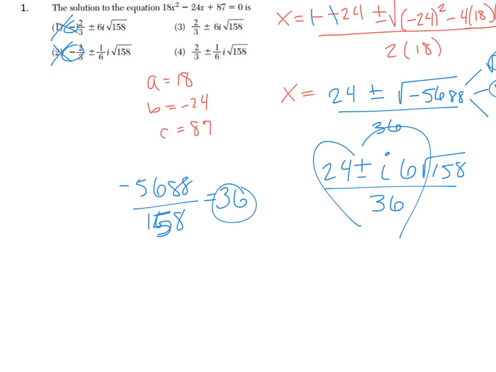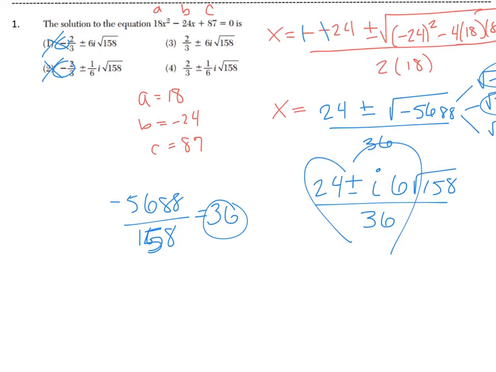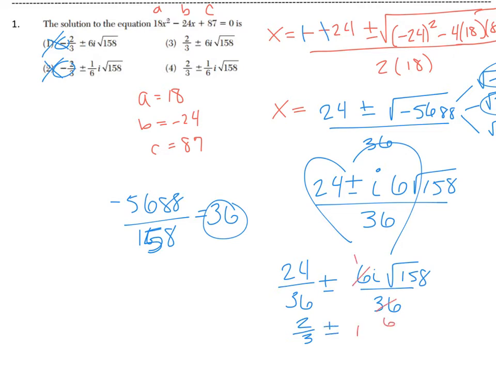The reason I'm writing it separately is because if you look at the choices, they have two separate things, not one fraction. So I'm going to have 24 over 36 plus or minus 6i over 36 square root of 158. If you type 24 over 36 in your calculator and then press math and then fraction, it will reduce the fraction to 2/3. Plus or minus, this will become a 1, that'll become a 6, so it's 1/6 i square root of 158. And that gives you choice 4 as your answer.